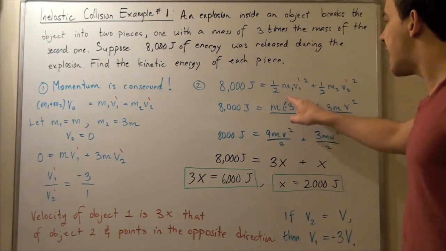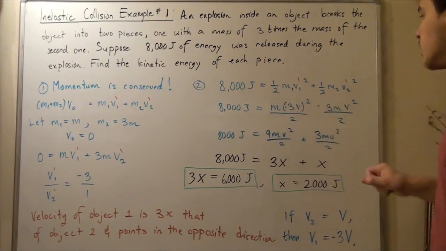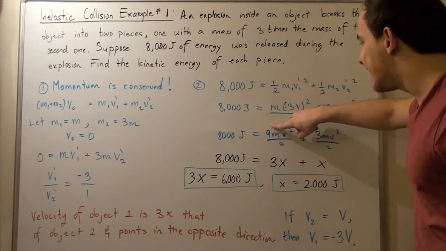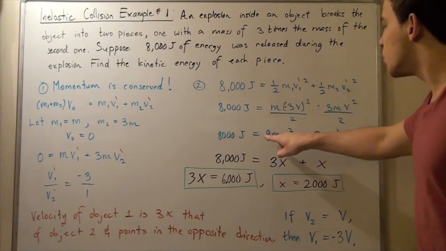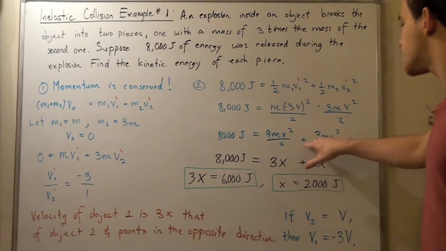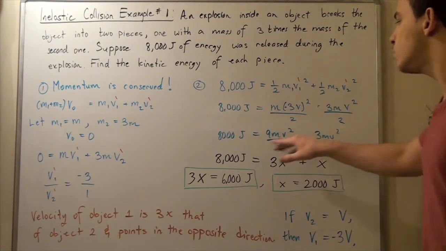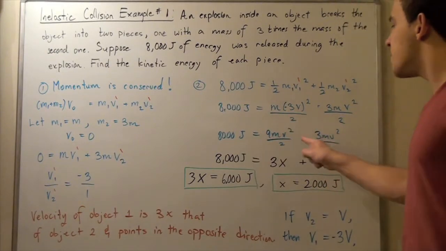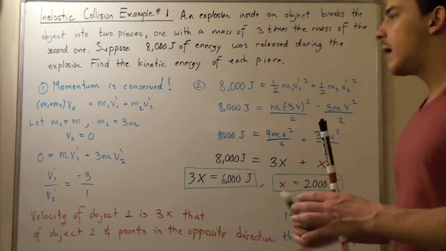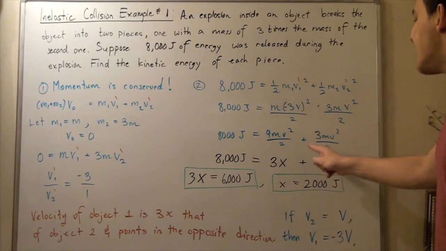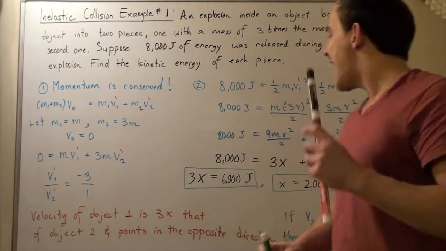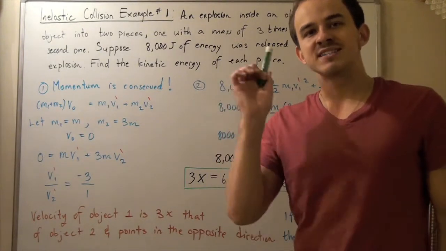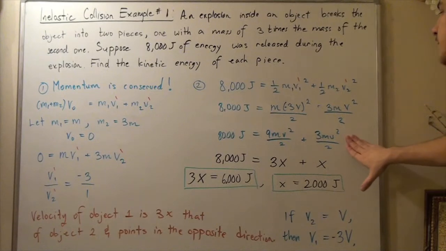So notice that now I have in parentheses negative 3v squared. So let's square this and see what we get. 8,000 joules is equal to 9, because negative 3 squared is 9. So 9mv squared divided by 2 plus 3mv squared divided by 2 equals 8,000 joules. So notice what happens now. Well, this is the kinetic energy of my object number 1, and this is the kinetic energy of my object number 2. And notice that the kinetic energy of object number 1 is 3 times as high as the kinetic energy of object number 2.